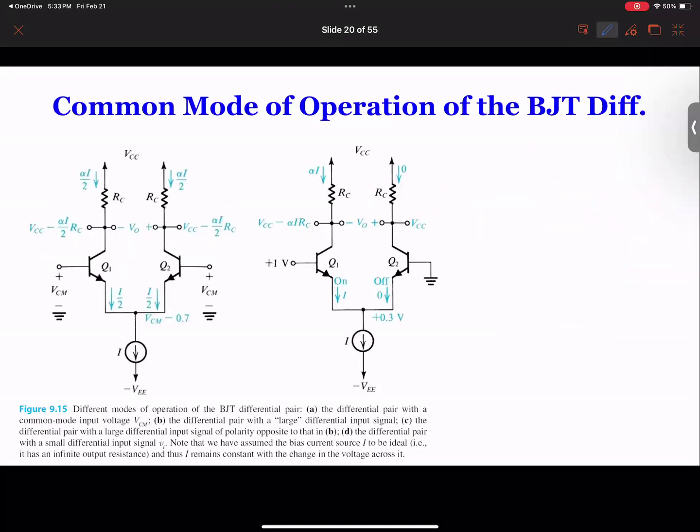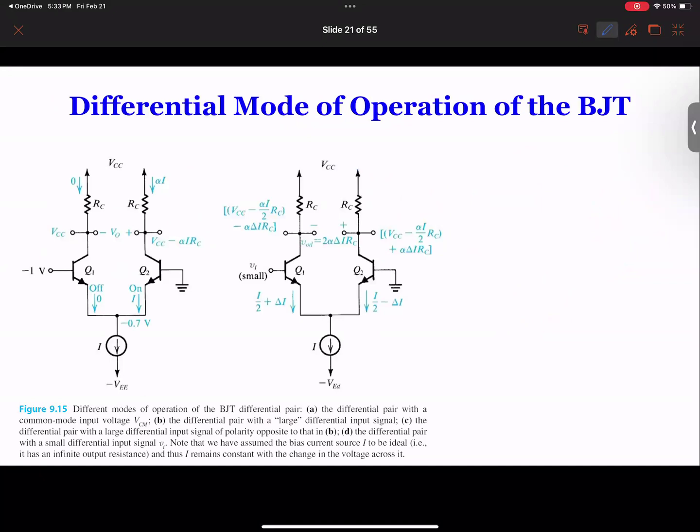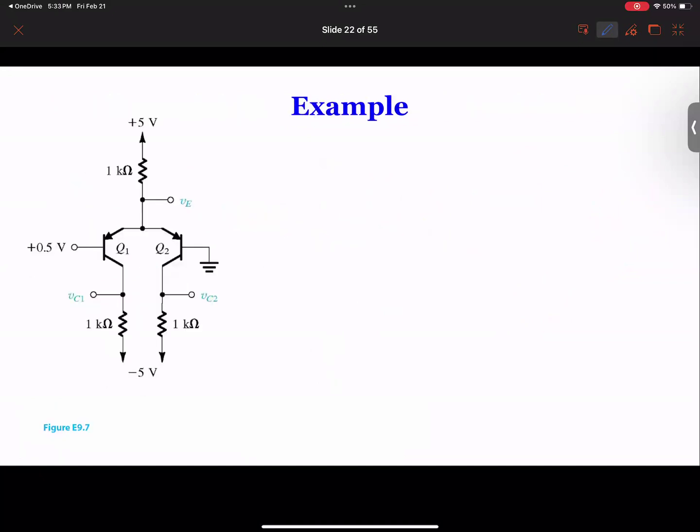The BJT pair, again, analysis. So the only difference is that the DC biasing is different, but for the AC analysis, the one difference is the DC biasing. Another difference is the R pi instead of infinite input resistance. Okay, so I think I'm going to do this example, and then we can conclude the class.